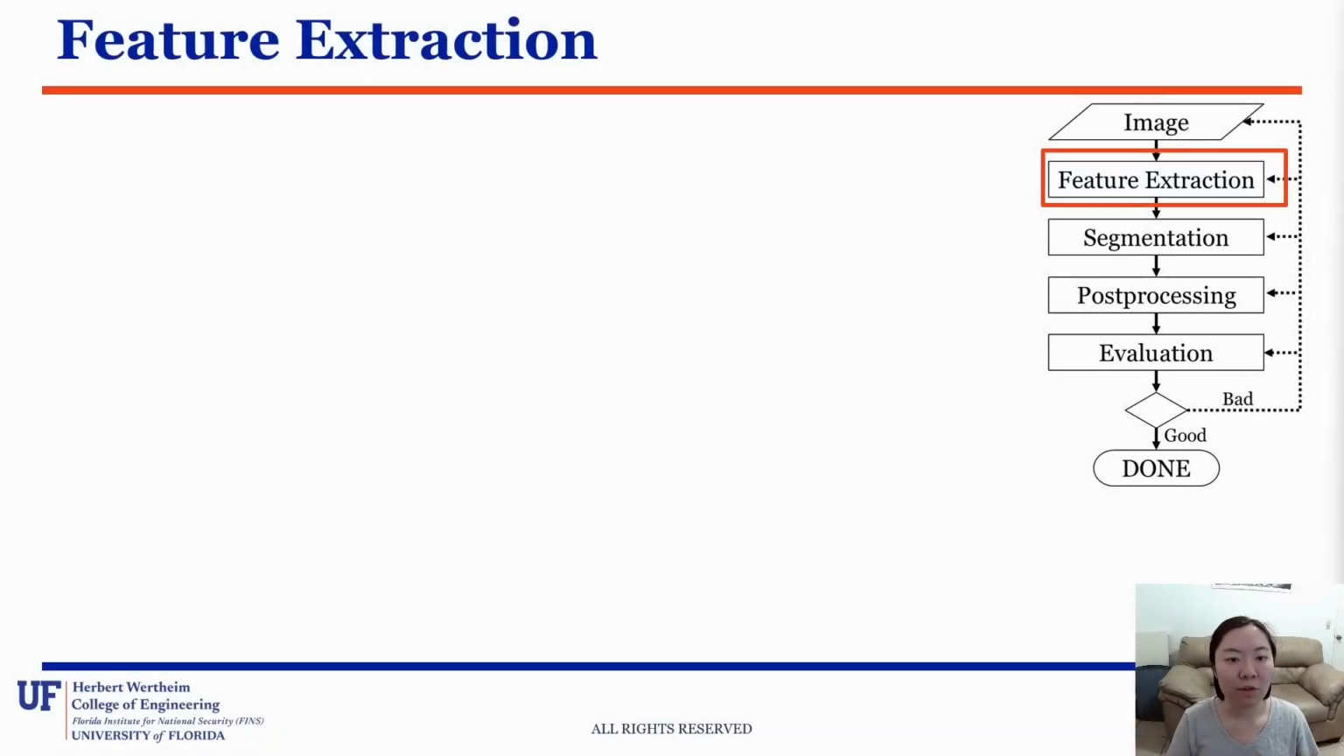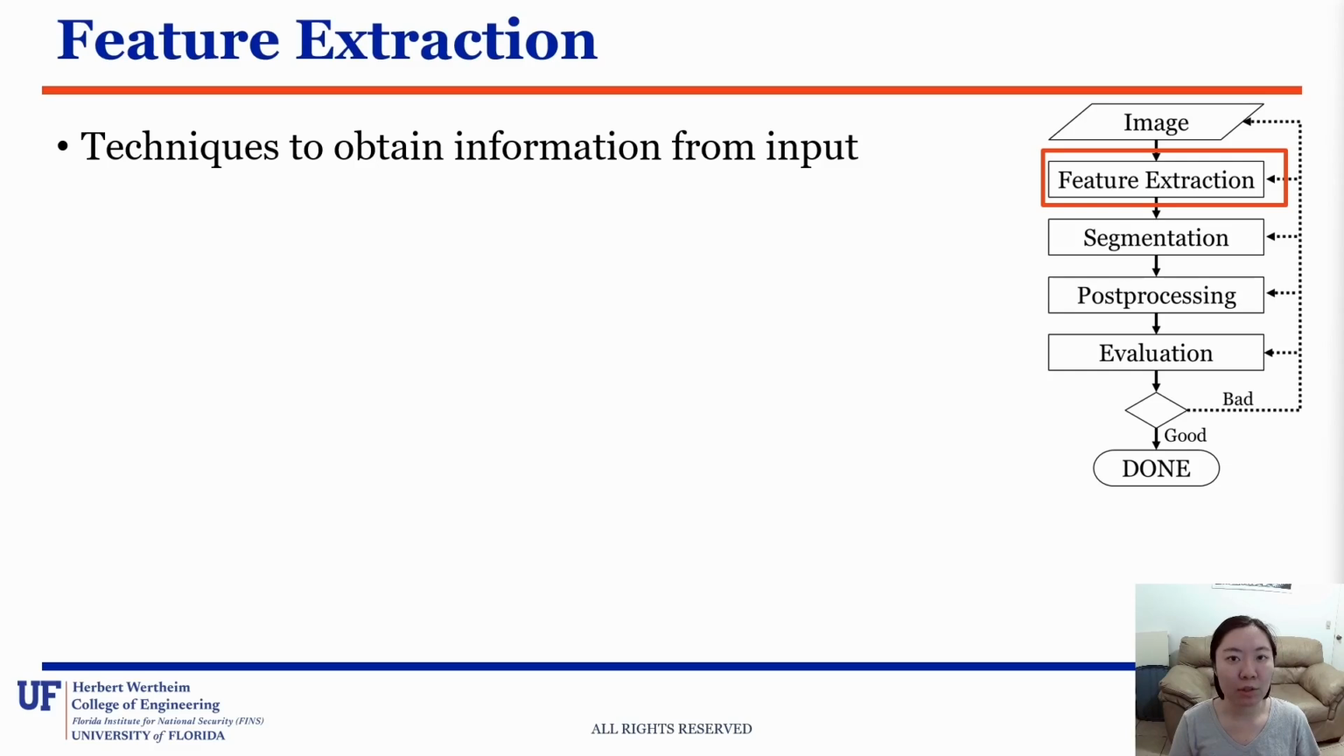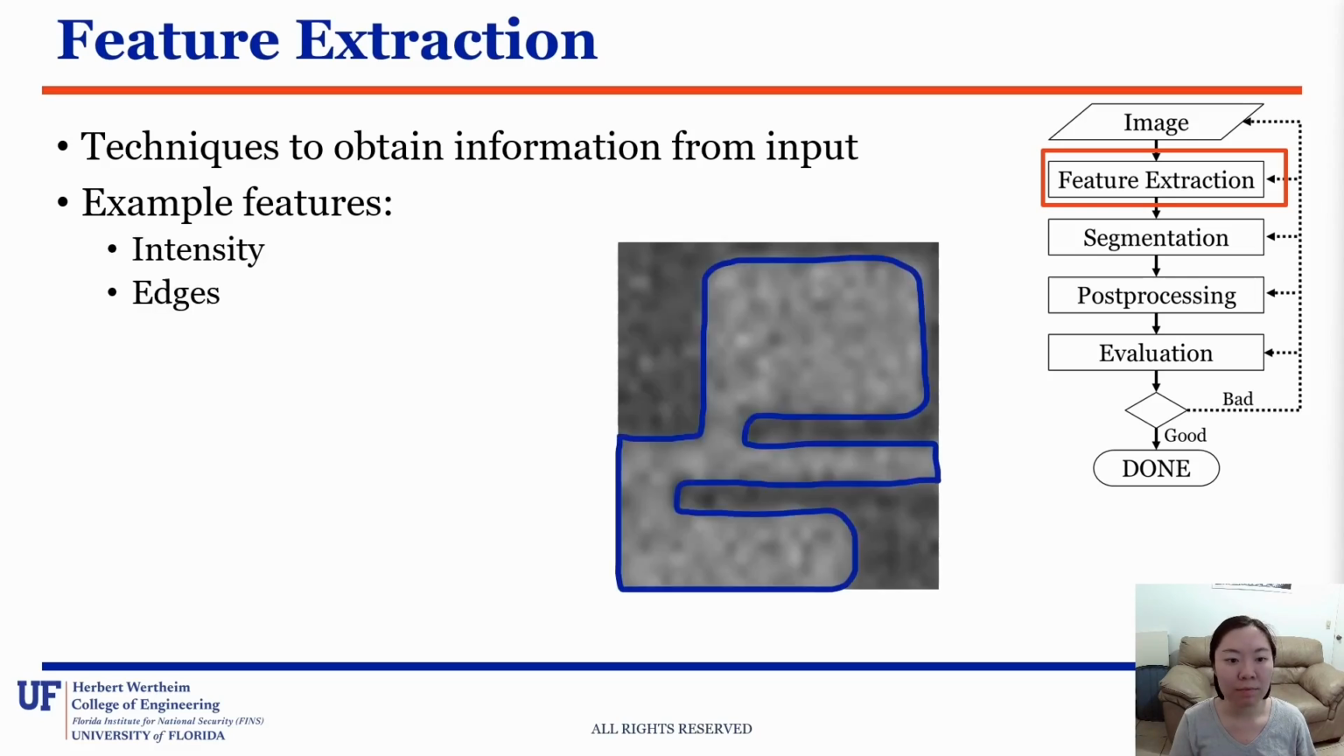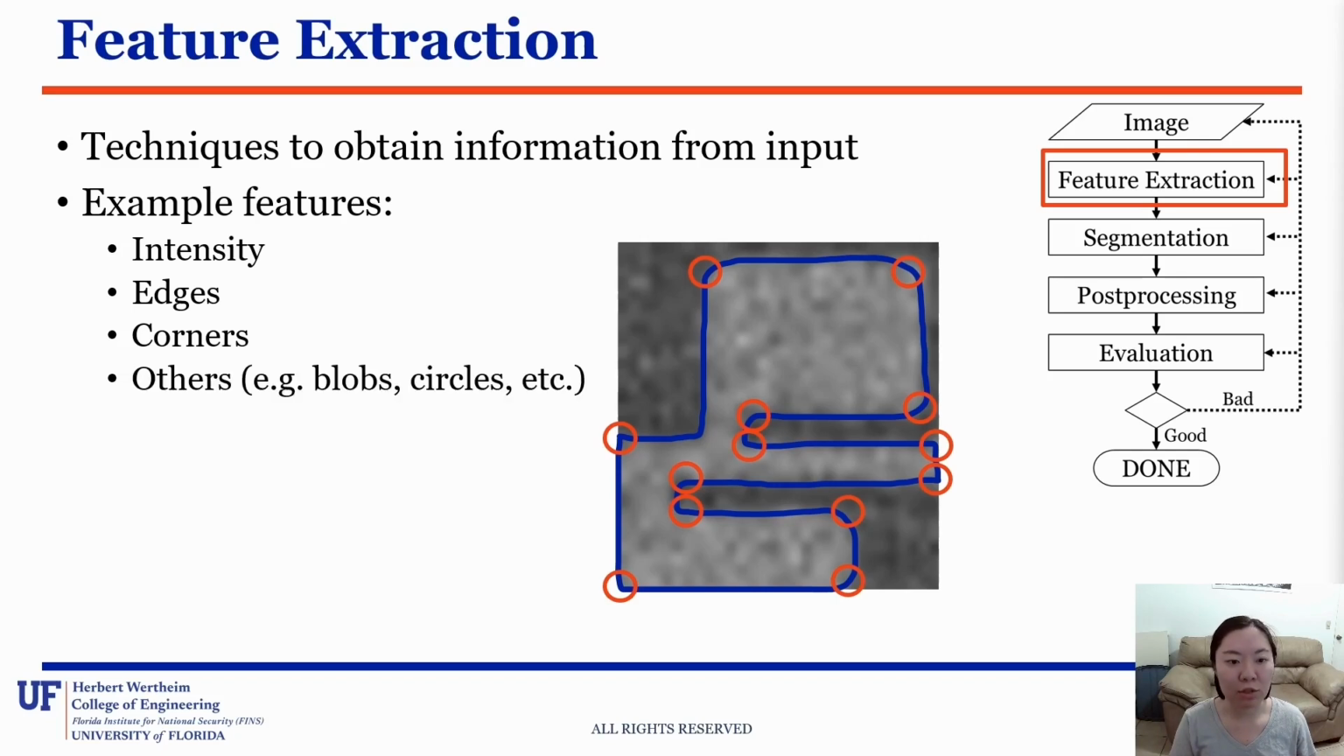Feature extraction, for us, is a series of techniques to extract or obtain information from the input image. These features can be obtained using image processing, computer vision, and/or a variety of other methods such as statistics. Examples of features that you can extract from an image include pixel intensity values, edges, corners, and others such as blobs and circles. Since our particular image has a lot of edges and corners and not many blobs or circles, we will mostly be focusing on the first 3 examples.